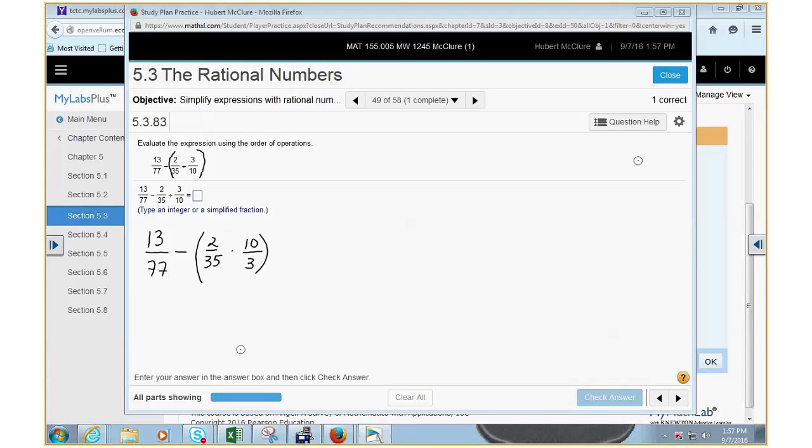Nothing cancels, so 2 and 3 won't cancel. Oh, yeah. 5 will go into 35 7 times and 2 times. And 4 over 7, so 13 over 77 minus, I don't know where I got 17 from, whatever I said. 4 over 21. And you gotta find a common denominator of 21 and 77.